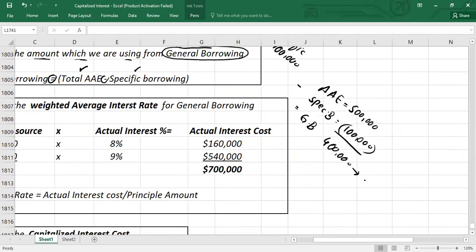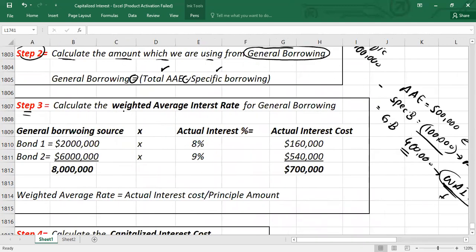Guys, if you want to calculate the interest which should be capitalized, please remember here, for the general borrowing, we are always going to use the weighted average interest rate. For the specific borrowing, we will use the specific rate, of course, whatever the actual percentage of interest which you are paying on the specific. But for general borrowing, we are going to use the weighted average interest rate. So this is what I'm going to calculate, how to calculate the weighted average interest rate. So here we go. If you want to calculate the weighted average interest rate, which we will use for general borrowing, this is the format, I just put it here.